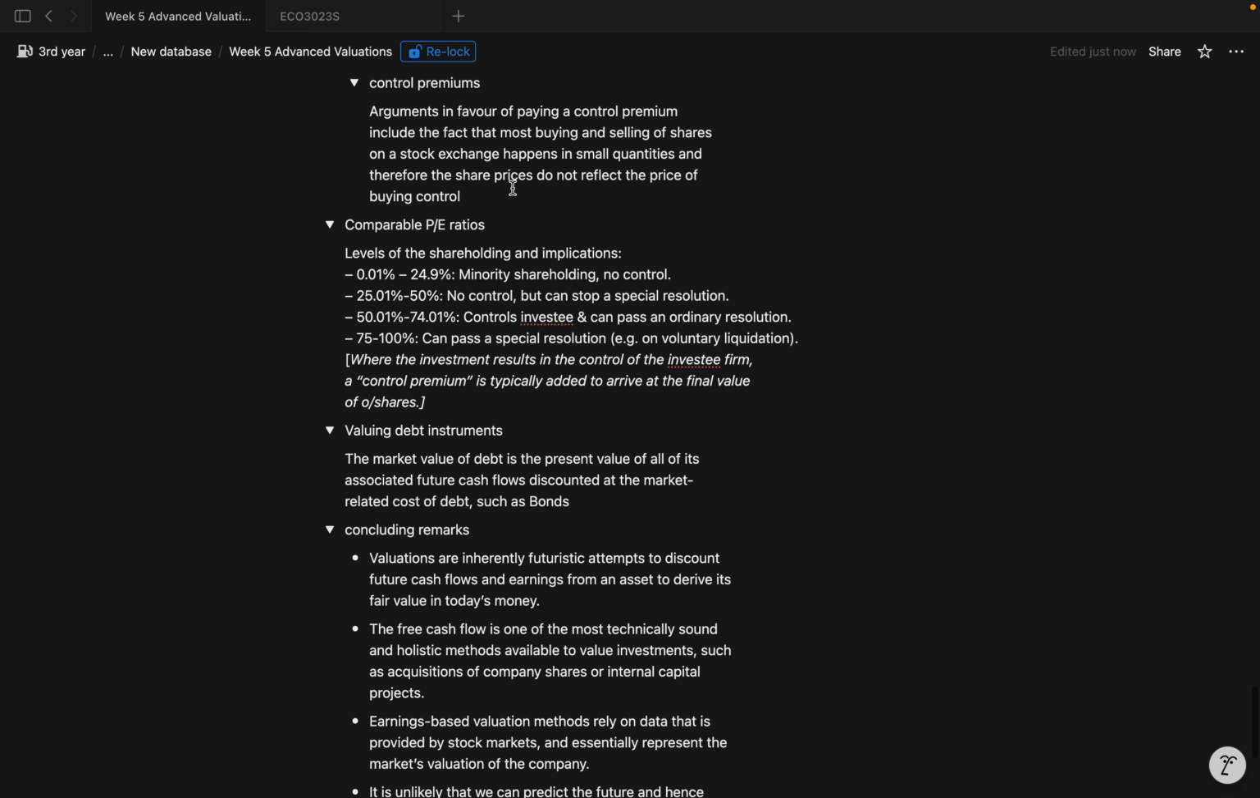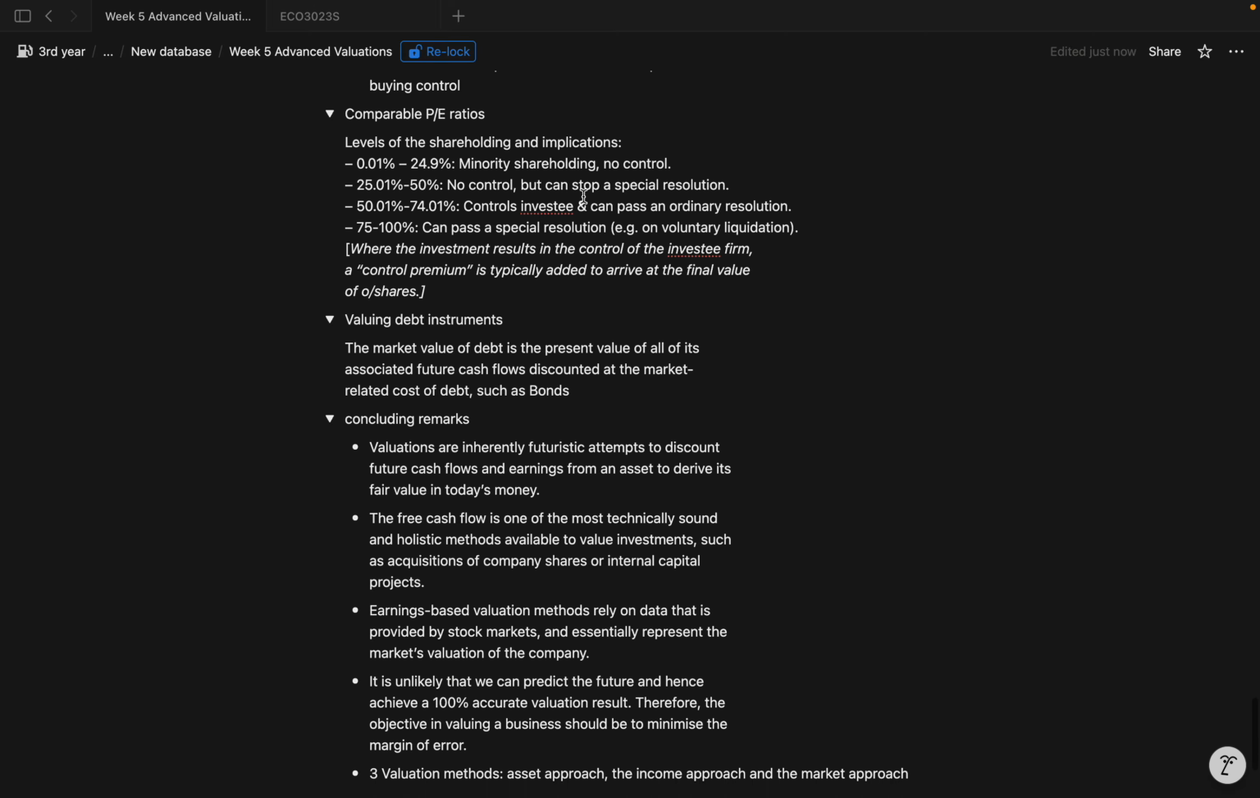Control premiums. Arguments in favor of paying that include the fact that most buying and selling of shares on a stock exchange happens in small quantities, and therefore the share prices do not reflect the prices of buying control. I don't really know what that means, I'm not going to lie. I'm sorry.